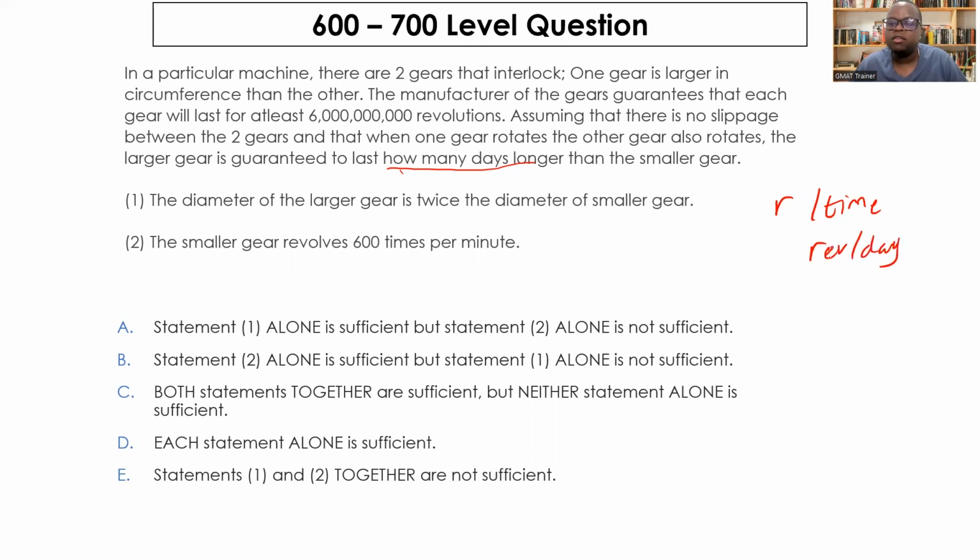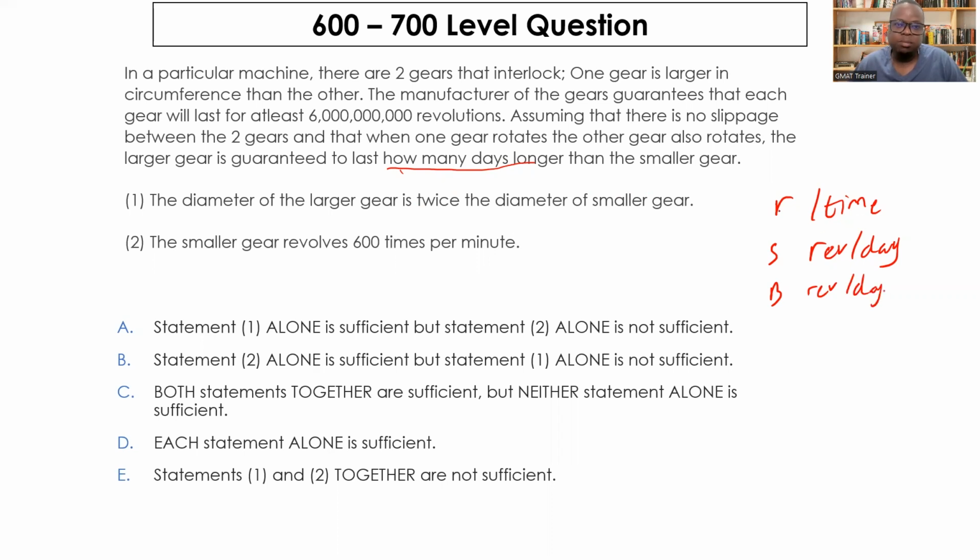And then if you can get the revolutions per day for the two gears, let's say A and B, small and big, small S and B, then we are able to get how long it will take for each of them to revolve. So that is now one thing to do. Once you get it for the big one, revolutions per day.